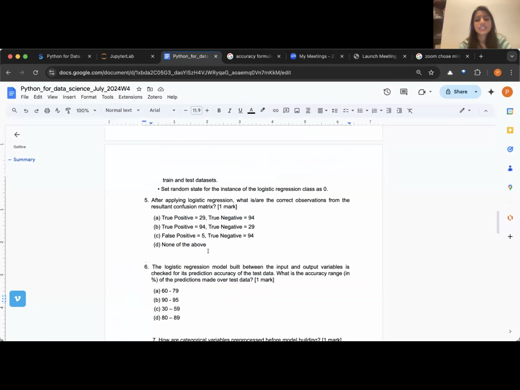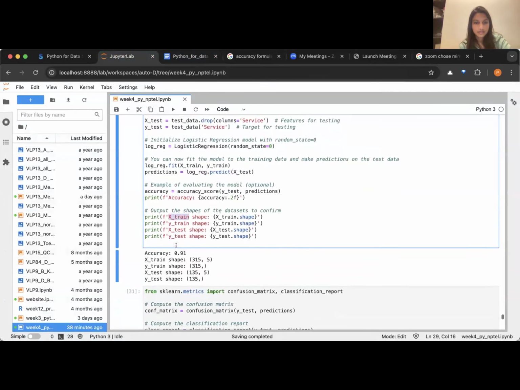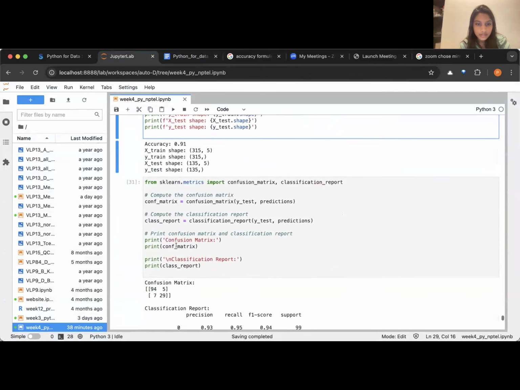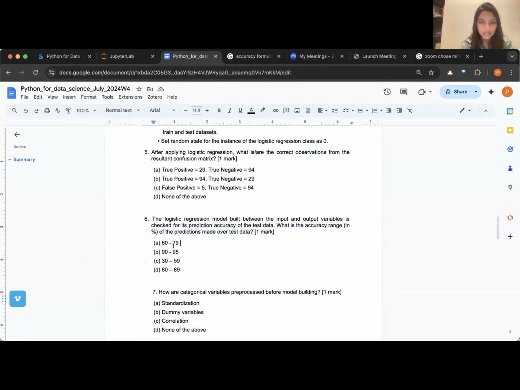Because the next question is accuracy. They're asking what range the accuracy is in. So we have also calculated accuracy here. In this part I've just calculated the accuracy. We are getting 0.91. So the answer to this question would be option B. Accuracy is falling within this range, right? So that is our answer.